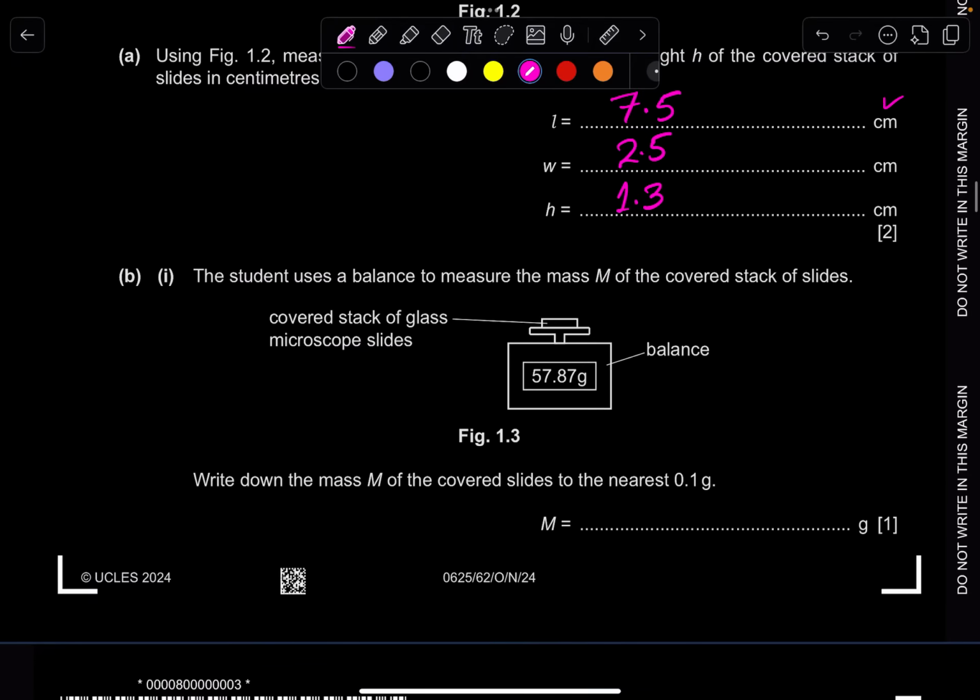In the next part, what they're asking: the student uses a balance to measure the mass of the covered stack of slides, and there they're showing the balance. Write down the mass M of the covered slides to the nearest 0.1 gram. Okay, so the value is this, 57.87 g. We have to write it to the nearest 0.1 gram, so it's 57.8. We have to include only one decimal, right? Units are already written there.